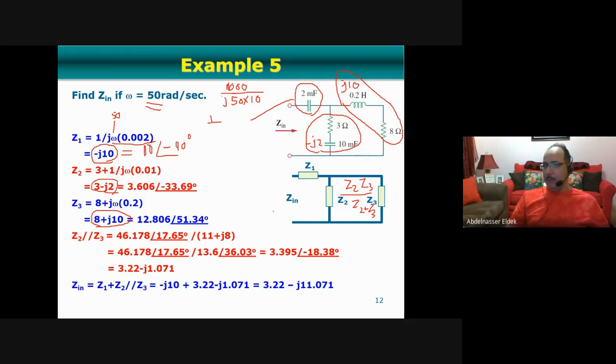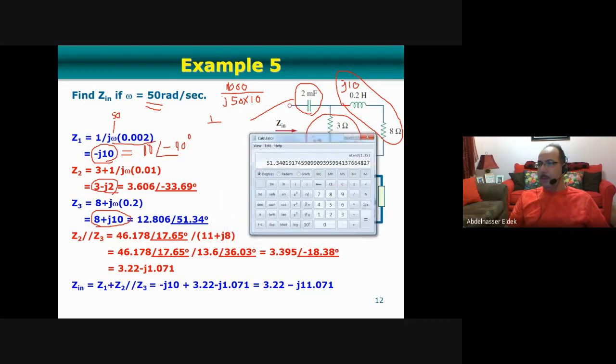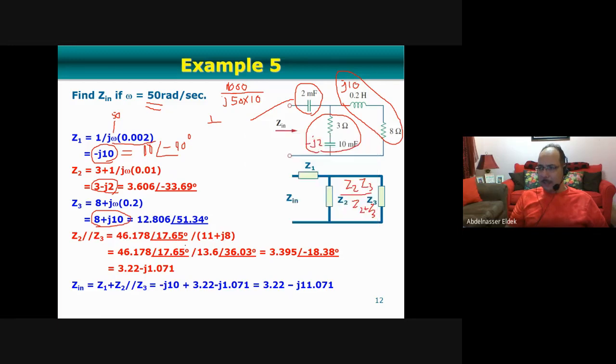So here you multiply the two functions. Let's multiply. So you multiply 3.606, this is amplitude, times the amplitude of Z3, which is 12.806. That is 46.178. Okay, so this is the multiplication, and the phase is negative 33.69 plus 51.34 equals 17.65. This is the numerator here, the multiplication.